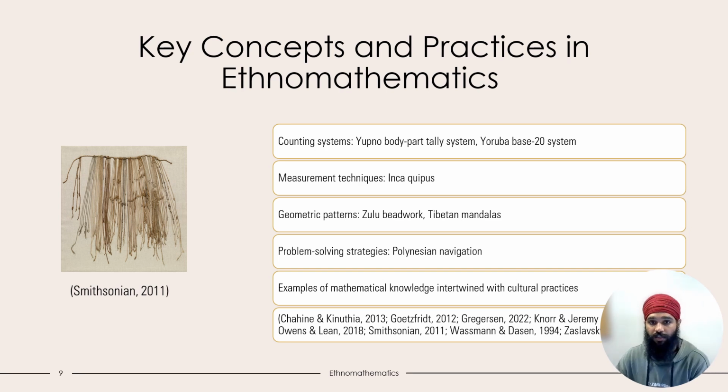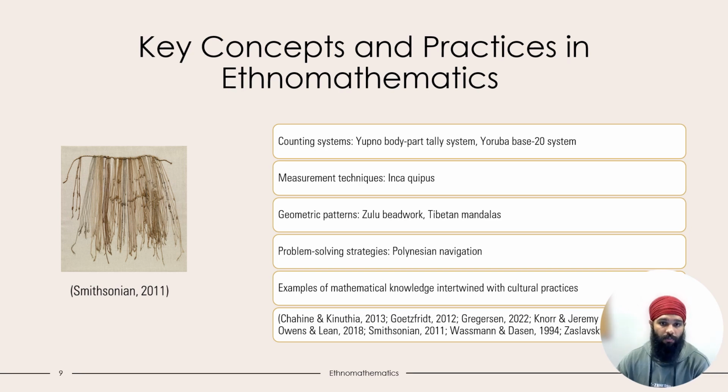The Inca civilization, for instance, used the previously discussed system of knotted strings called quipus to record numerical information, including measurements related to agriculture and trade. The quipus system demonstrates the sophisticated mathematical understanding of the Incas, which was integral to the administration of their vast empire. Geometric patterns are a prominent feature of many cultural artifacts, from textiles and pottery to architectural designs.